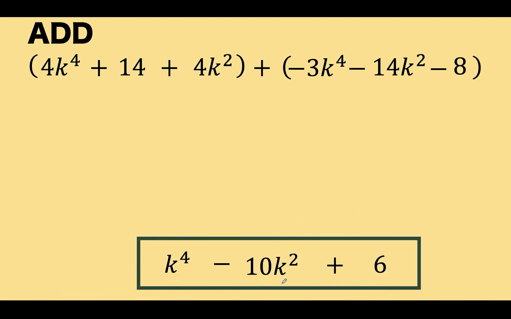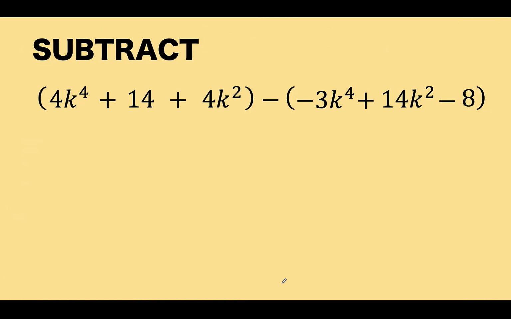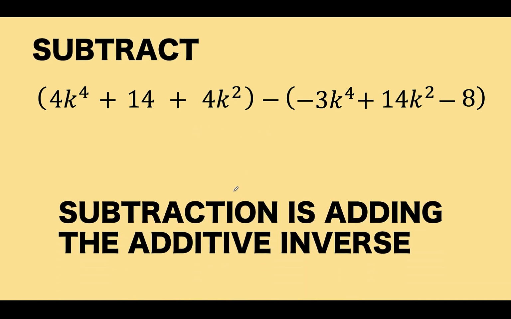Let's have another example. Let's say we have subtraction: 4k to the fourth plus 14 plus 4k squared minus negative 3k to the fourth plus 14k squared minus 8. Now, when this is subtraction, we do not invent another rule. Still, the rule is only like terms can be added or subtracted. There is only an additional step that you are going to perform. And that additional step is to convert this problem into addition, because by definition, we know that subtraction is just the addition of the additive inverse.